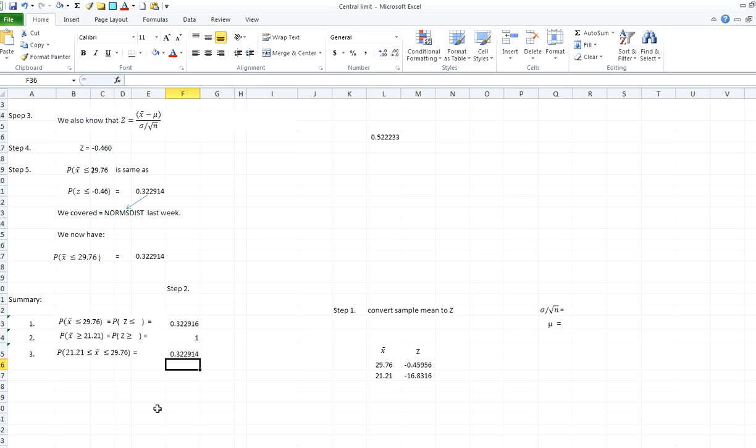Let's review this one. Just remember these two steps. Step 1, you convert x bar to z, and to convert x bar to z, you need these two values. Then step 2, you just compute the probabilities by using NORMSDIST, 1 minus NORMSDIST, or the difference between those two NORMSDISTs.